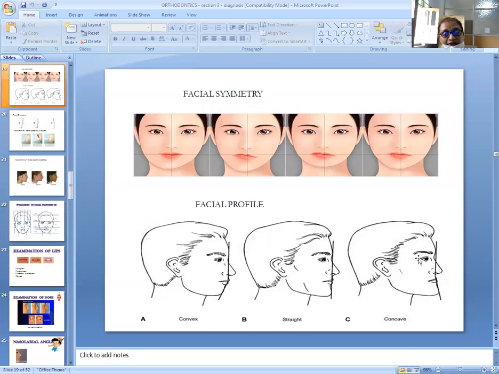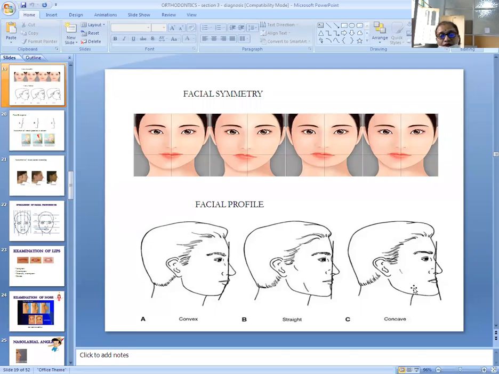Now the concave profile. What is concave profile? It is a saucer-like profile. You know, it is a concave surface. So same like that, when you draw a line from forehead to chin, it will show a concave angle.